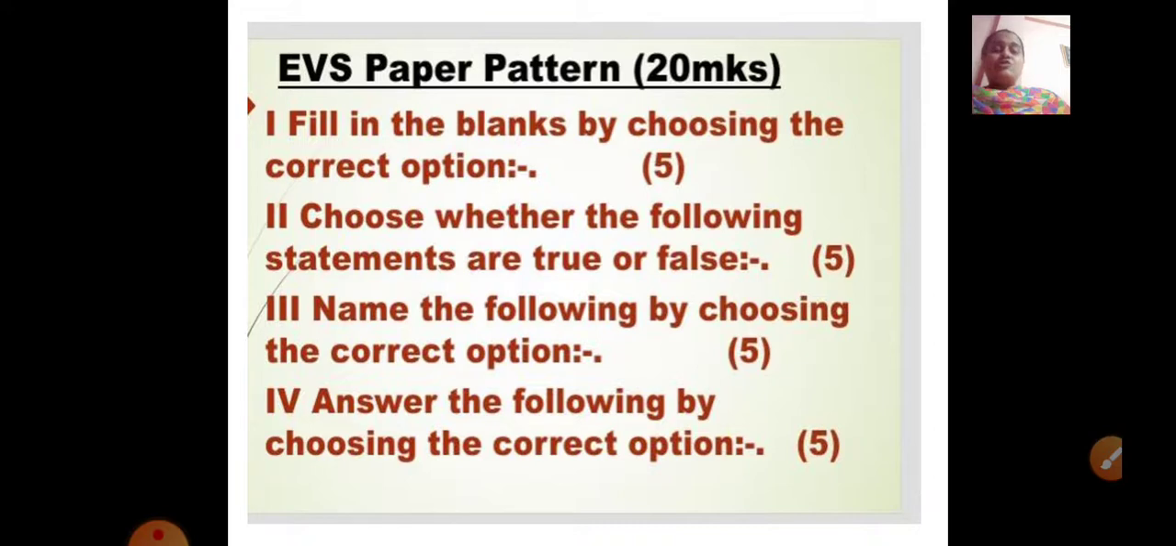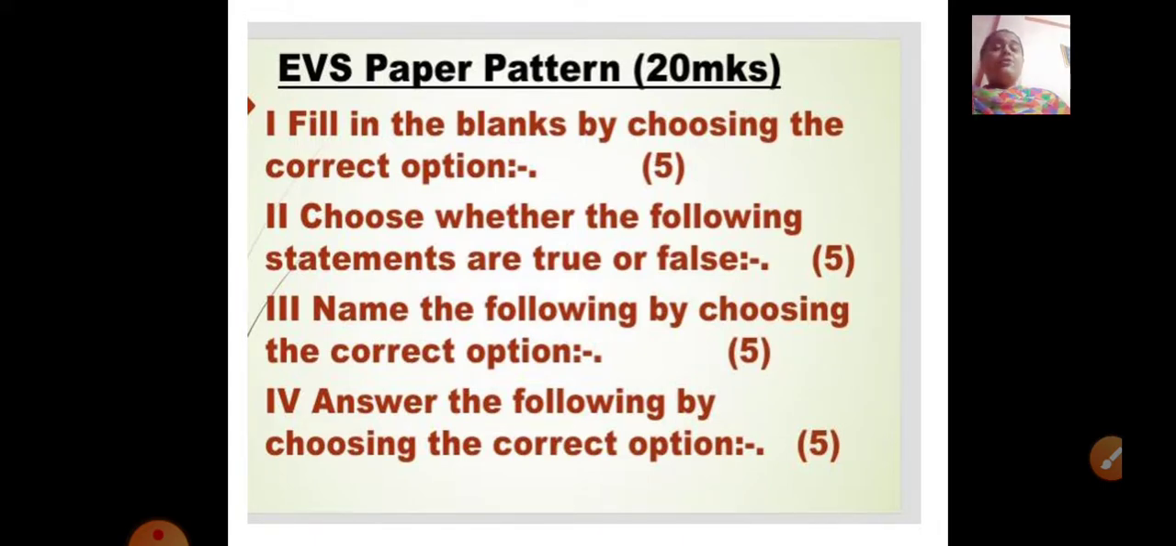Then your last Roman number, that is Roman number 4, is answer the following by choosing the correct option. Now, answer the following can be in the form of one sentence or it can be answered in 2 or 3 words, whatever. But again, options are provided to you and you have to select the correct option.